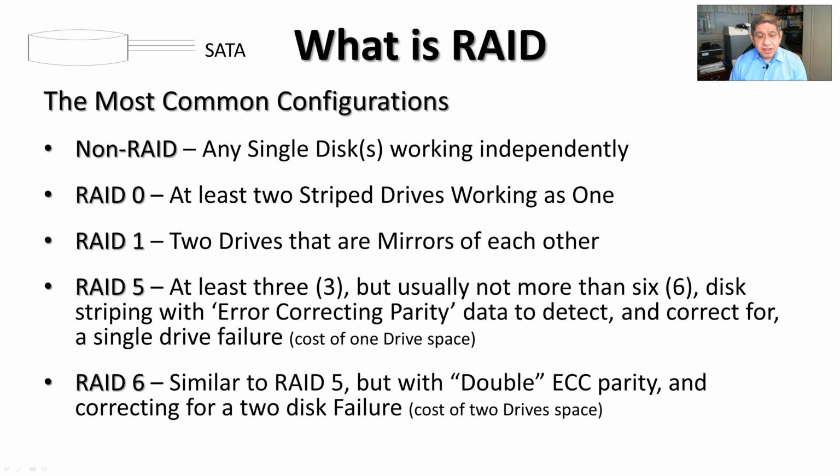Now RAID 6 is very similar to RAID 5, but it allows for double ECC parity, which means that it's doubled along all the drives, and as a result, it eats up 2 drives rather than the one that RAID 5 would eat up. But it can also recover from more than the one. RAID 5 can only recover from 1. RAID 6 can recover from 2.